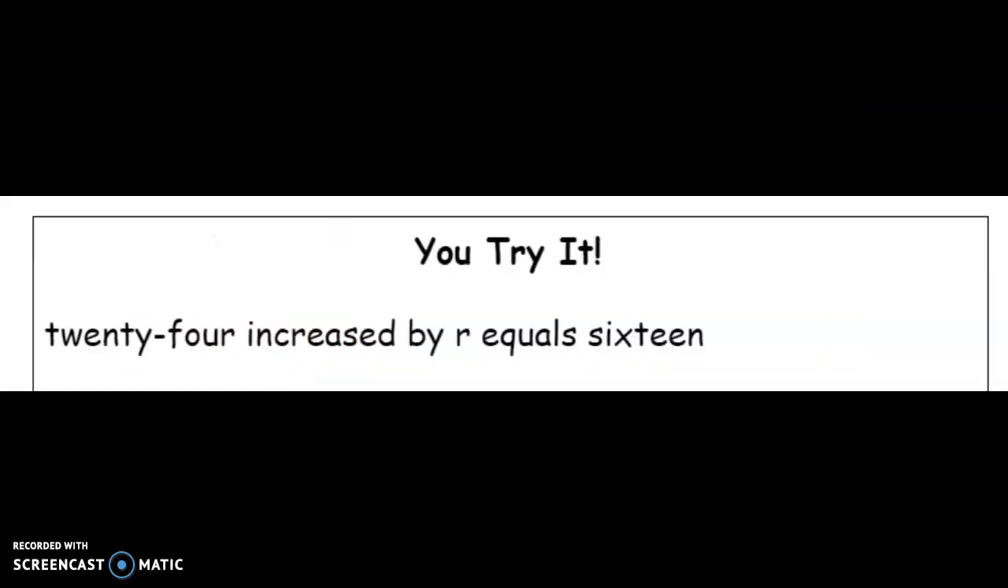All right, here's another you try it. 24 increased by r equals 16. This time I want you to pause the video and make sure that you come up with an answer. This one's a little bit more difficult, so I want you to see if you can work it out, and then we'll go over each step. Don't skip this part. Pause that video.